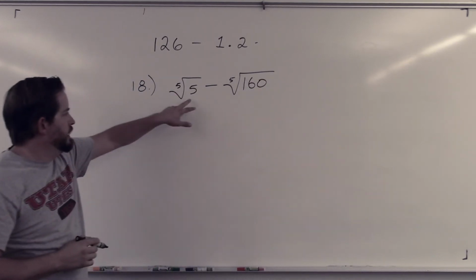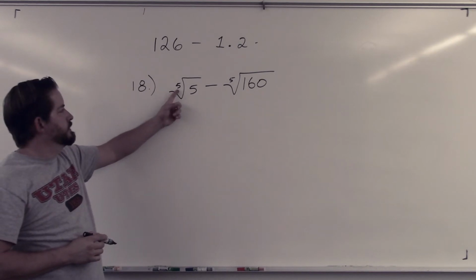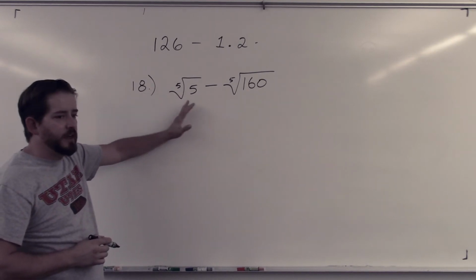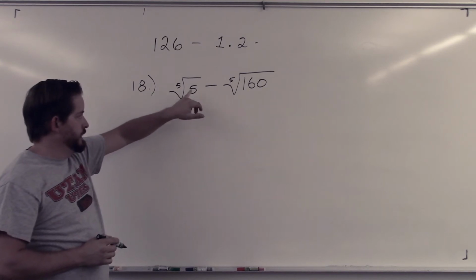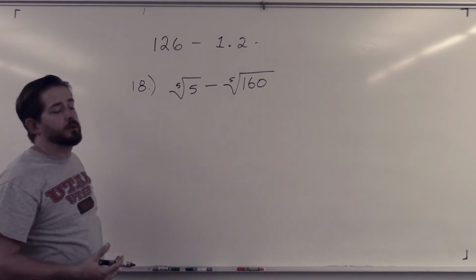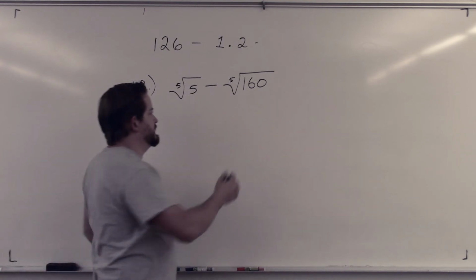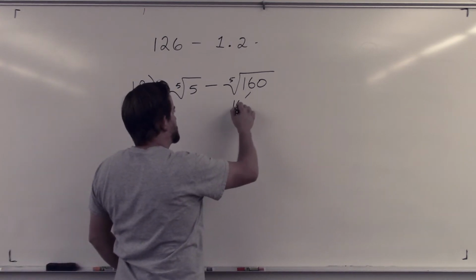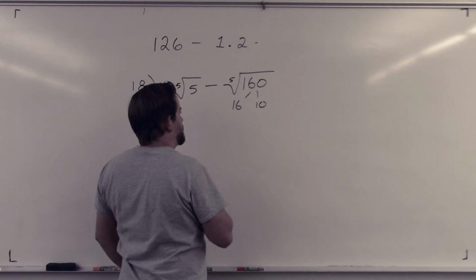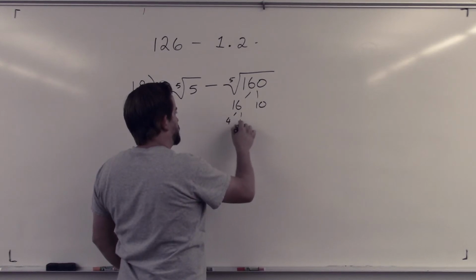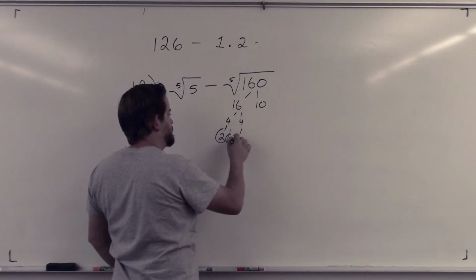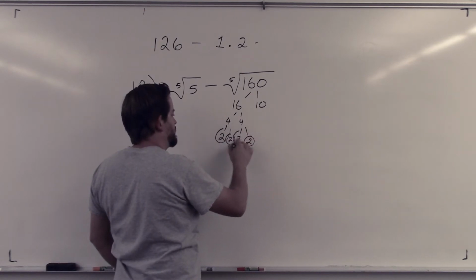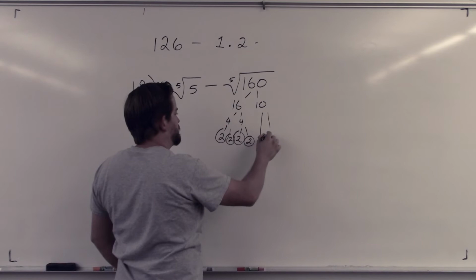Now the 5th root of 5 I can't do anything with. The index of 5 means I need 5 factors to be able to pull out of the radical, but I only have one factor of 5, so I can't do anything with it. With this 160, I can say it is 16 times 10. 16 is 4 times 4, if you will, and each of those 4's gives me a 2 and a 2. And then this 10 gives me a 2 and a 5.